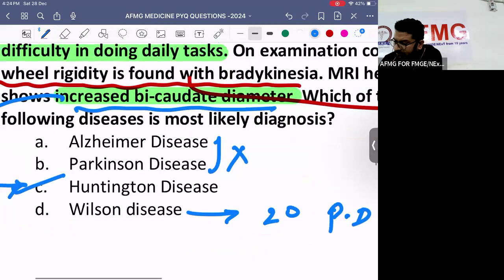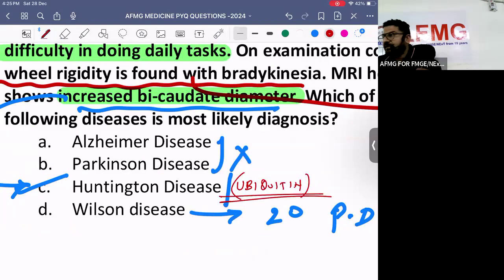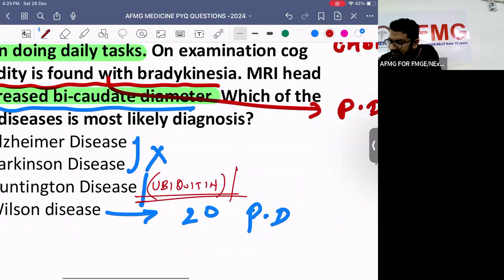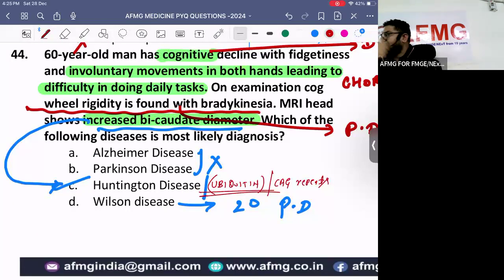Even last year a pathology question came. Huntington disease is due to mutation in which protein, or due to increased activity of ubiquitin. CAG is the repeat. You will see the CAG repeat at chromosome 4. The answer will be Huntington disease. Done? Written?